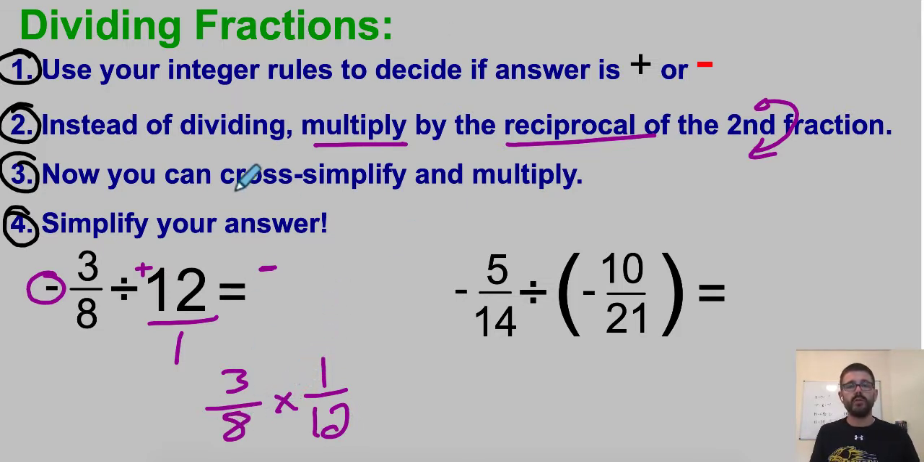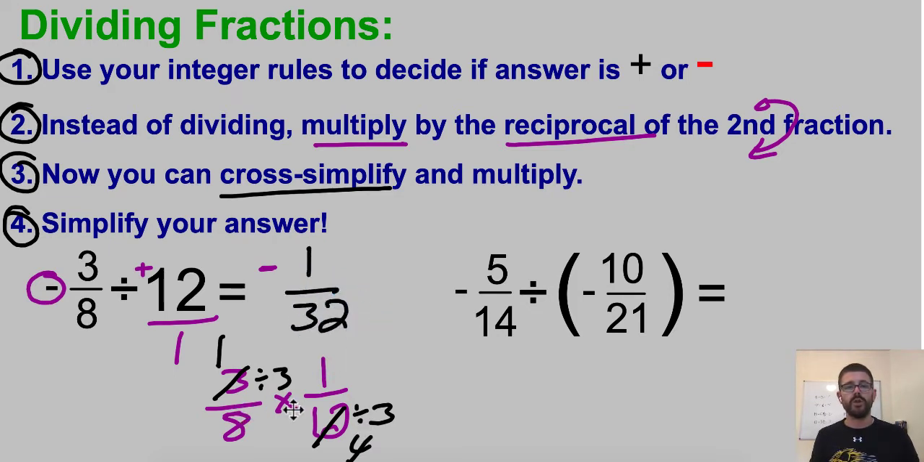Once it's a multiplication problem, now we can look to cross simplify. So in this case, 3 and 12 can each be divided by 3. I get a 4 and a 1. And then I go ahead and I multiply. 1 times 1 is 1. 8 times 4 is 32. And I've already taken care of my sign, so I get negative 1 over 32.